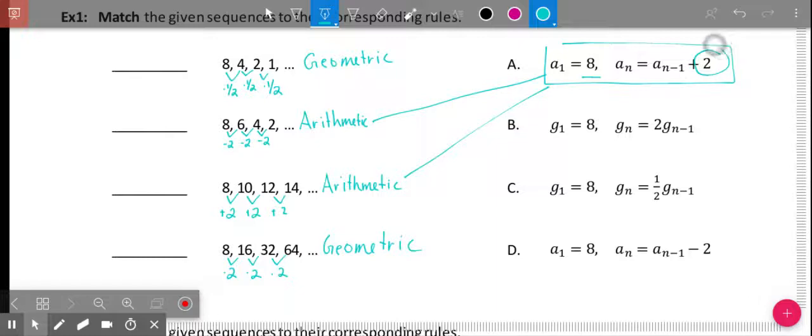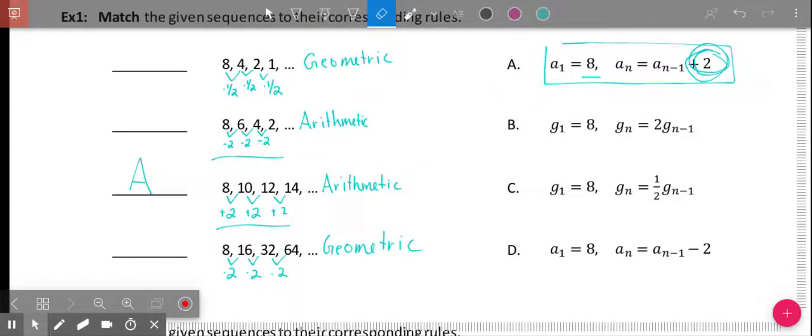But we can look at how they're changing. Well, this one is going up by 2. If I look at this, my options are either subtracting 2 or adding 2. Well, this is adding 2 at the end, so we know A is going to go with the adding 2. All right, so that gets rid of that one for us.